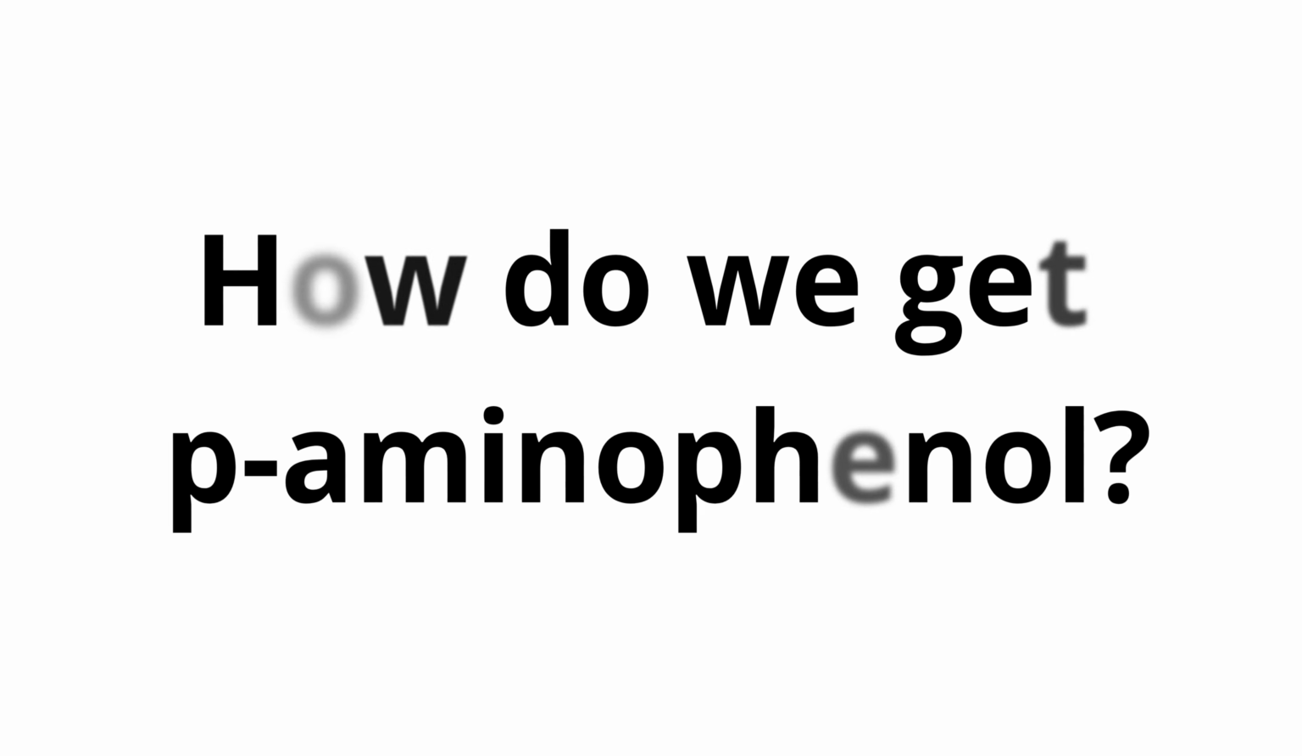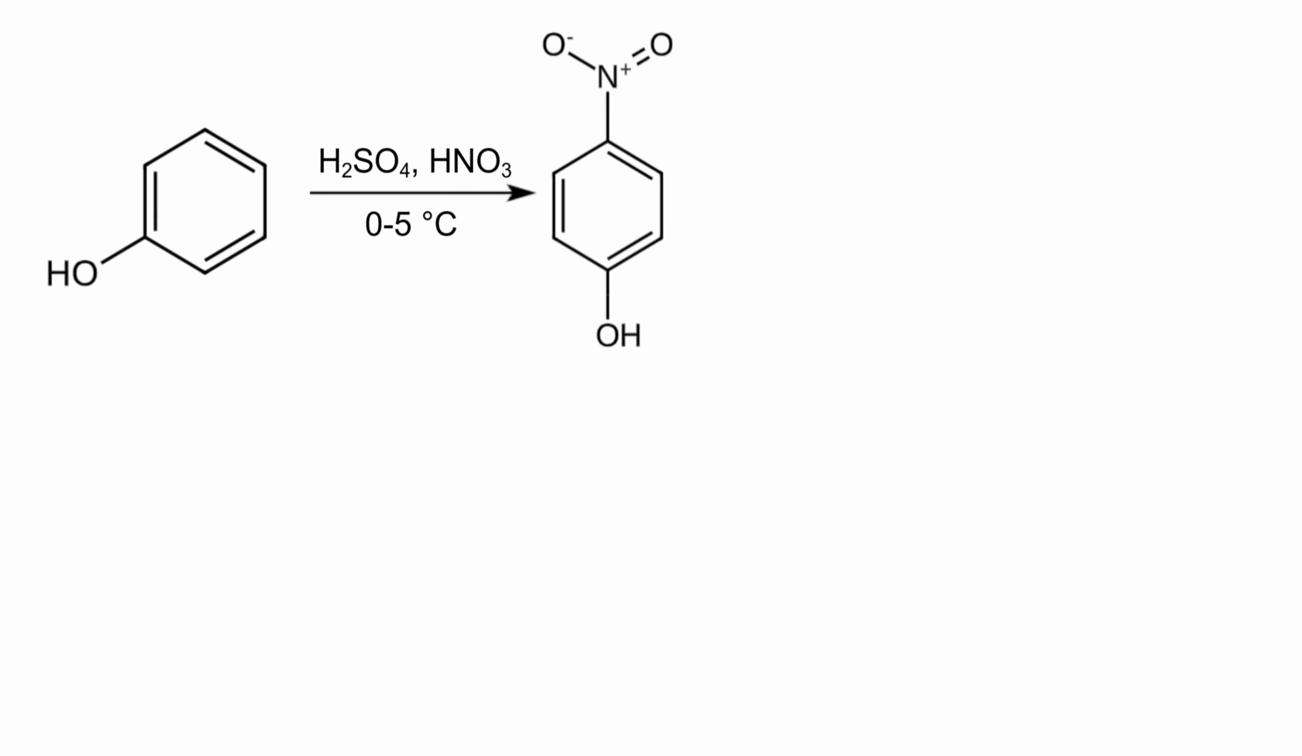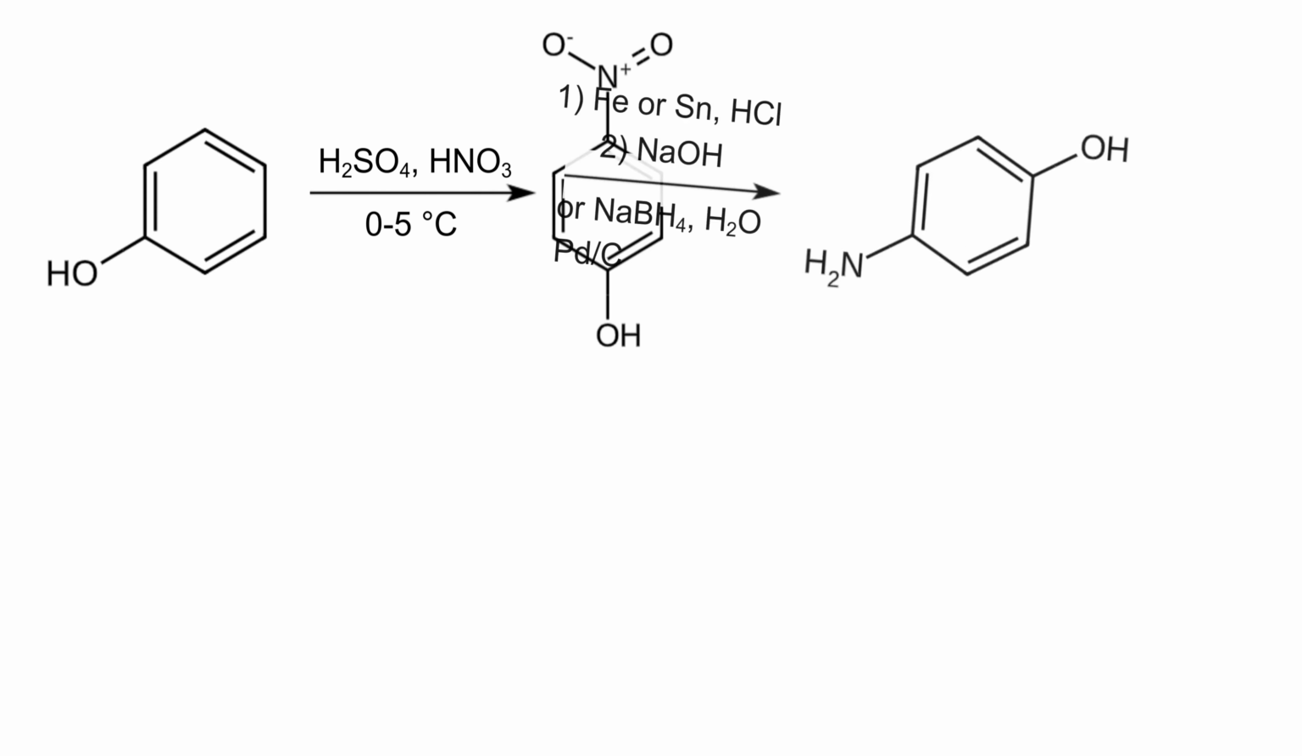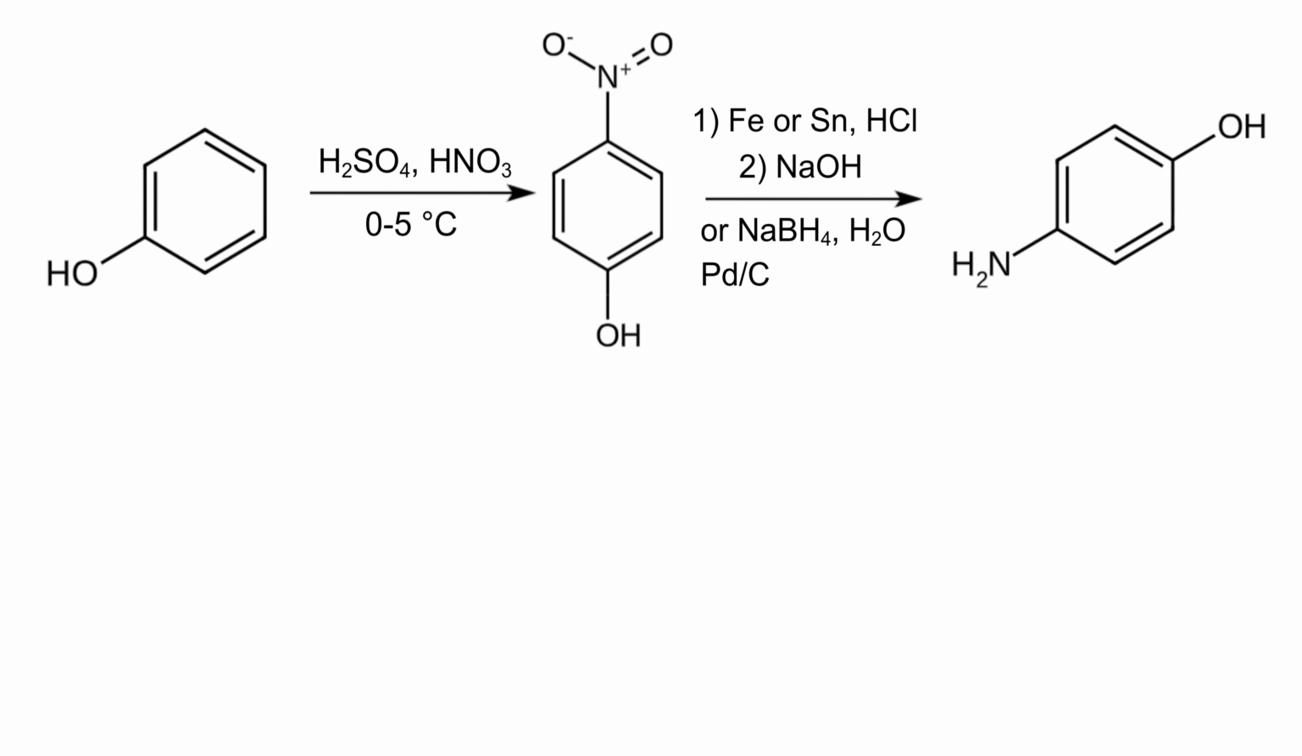So, naturally, the question is, how do we get para-aminophenol? The first way is the direct nitration of phenol, and then the reduction to para-aminophenol. The problem with this synthesis is that you will also get the ortho isomer, and this is just too hard work for getting moderate to low yields.